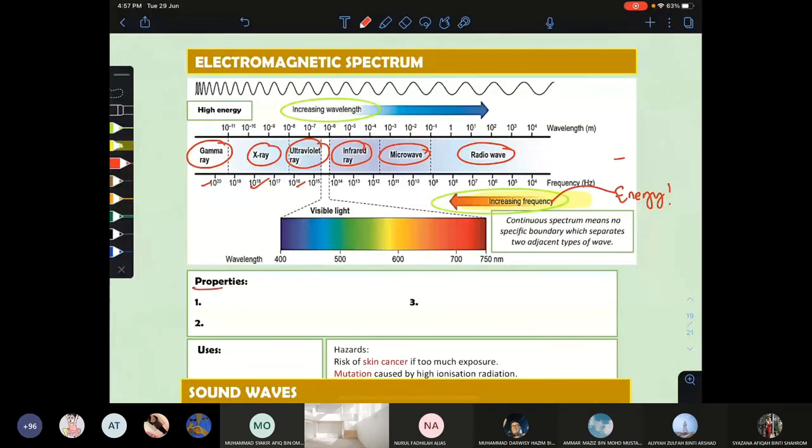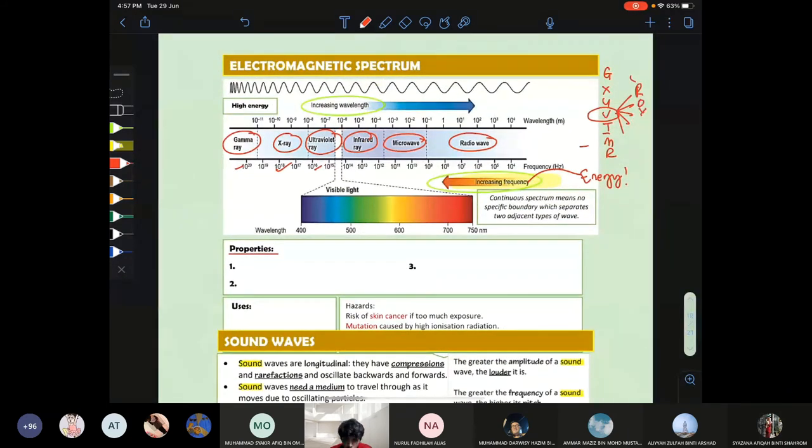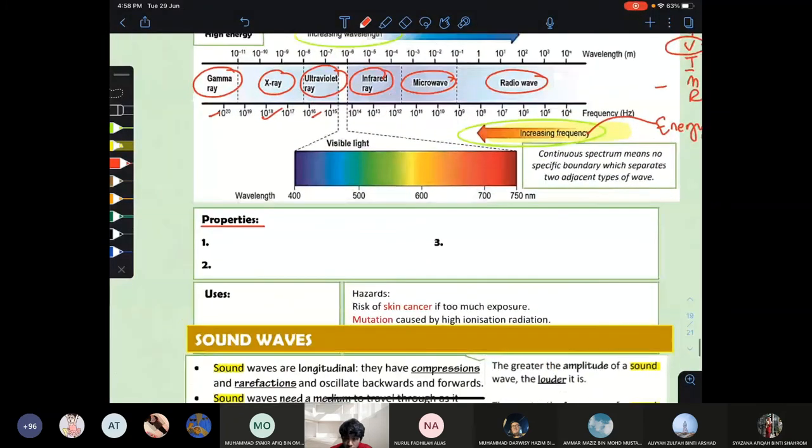Okay, now what are the properties of electromagnetic spectrum? Before we go to the properties, first you need to know lah, this one. Gorilla don't use vape in mother's room. Next, visible light also has its own. Awak kena tahu jugalah. Tu hafal macam mana? Roy G. Biv. R, red, orange, yellow. G for green, B blue, I indigo and violet.